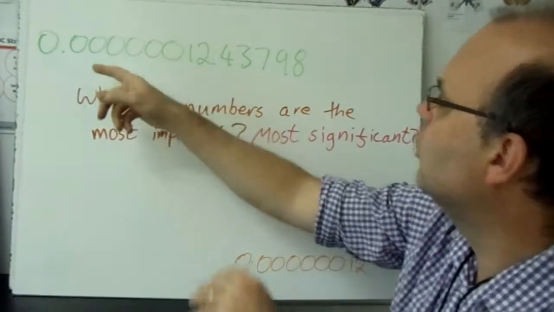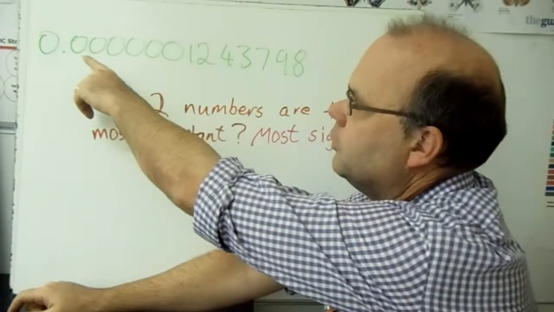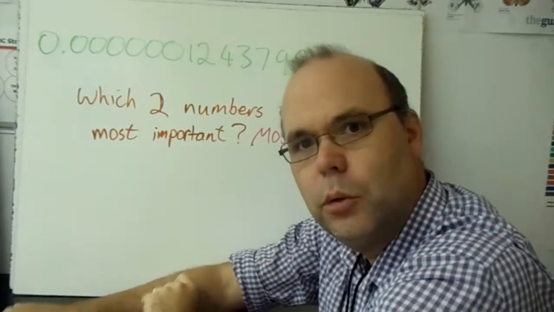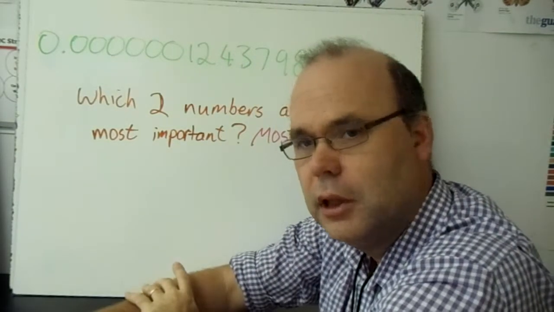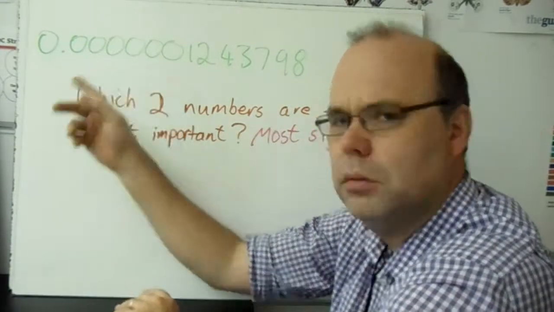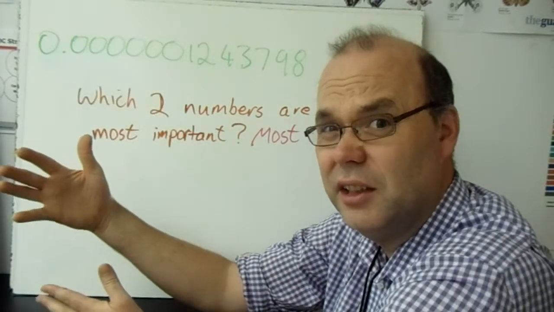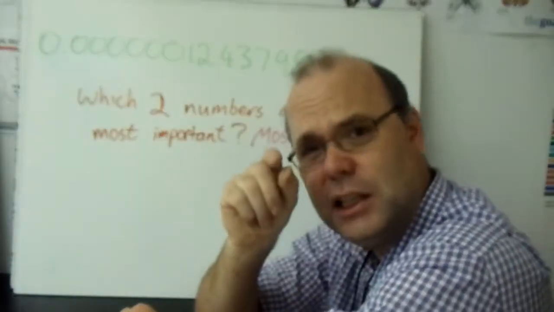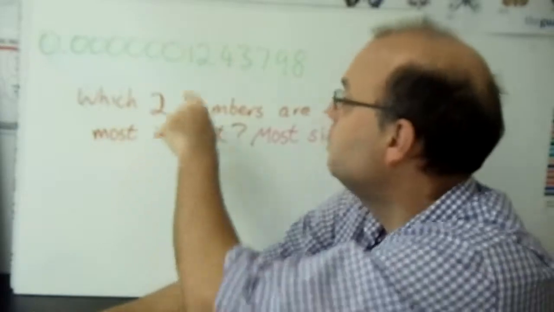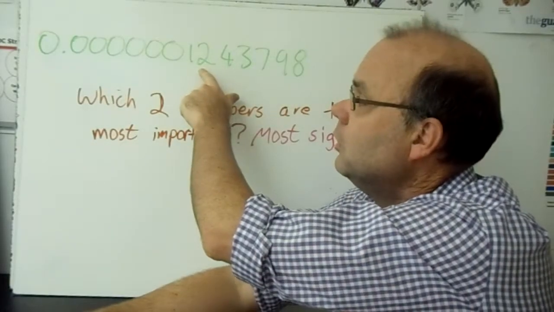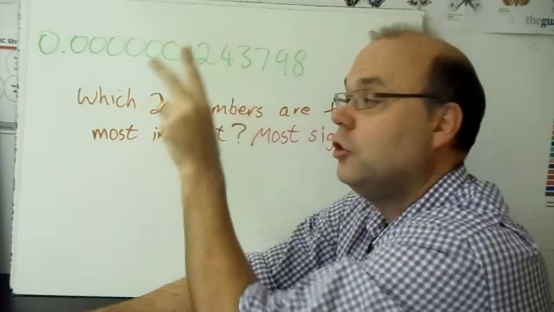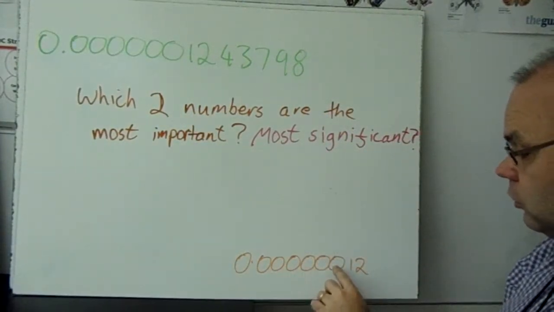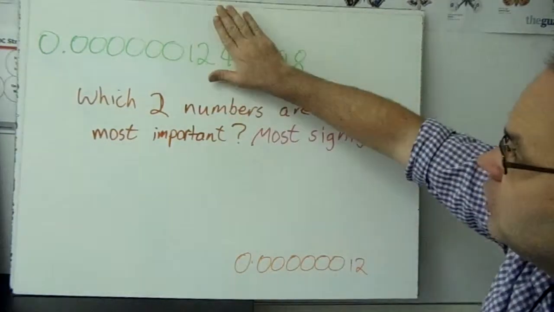Here's a long number, right? 0.0000001243798. What's most important? Well, it's not these zeros, because they're just zeros. That doesn't tell us anything. It's not this 8, because that's teeny tiny. It's the biggest bit, the 1, 2. So if we wanted to write this to two significant figures, it's 0.00000012. Cut it off here.